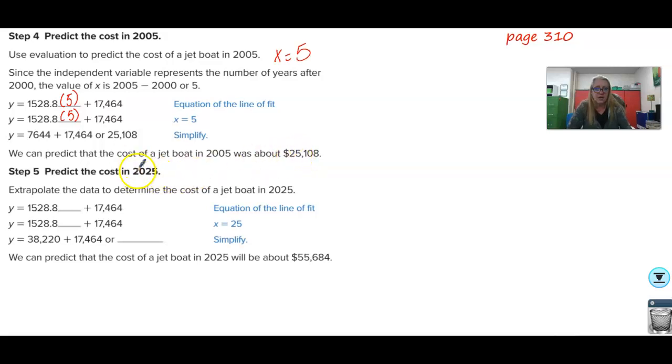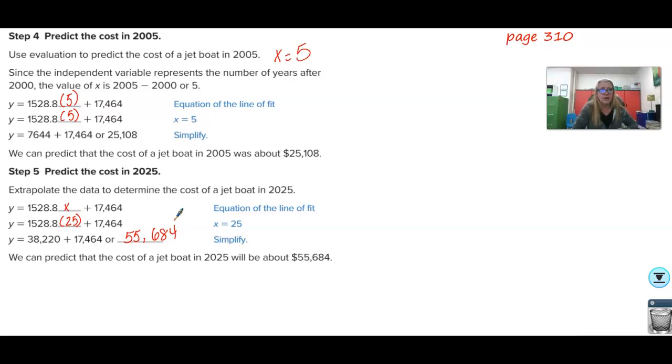But now we're going to do extrapolation. We're going to predict the cost of a jet boat in 2025, the future. Well, 2025 means that x is 25 now. Why did they write this twice? I guess you would put x here maybe, and then you would put 25 here. I don't know what they want. Substitute 25 for x, and they've done most of this for us. Apparently according to them, a jet boat in 2025 will cost you approximately $55,684.